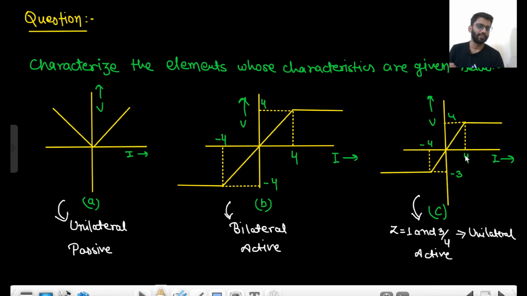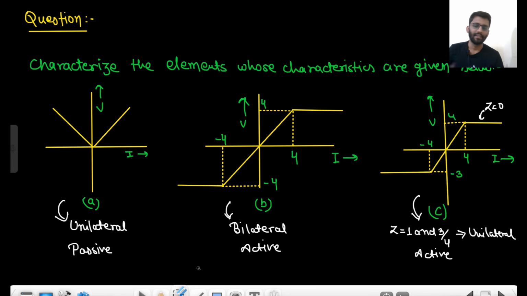Z is always positive here, right? What is the value of z at this point? Tell me, what is the value of z? With change in I, there is no change in voltage. So here the value of z is 0. Z can be written as the change in voltage with respect to the change in current. So there is no change in voltage with respect to the change in current. So it is 0. Okay.